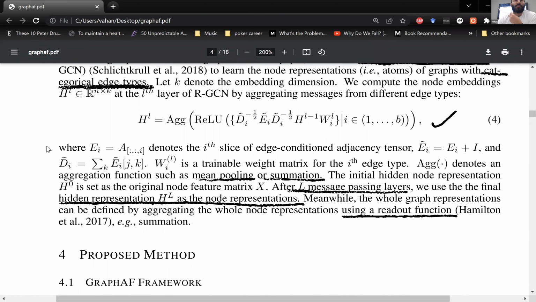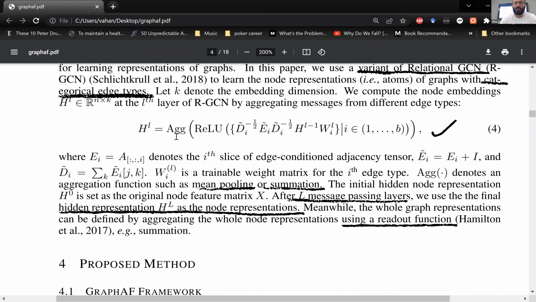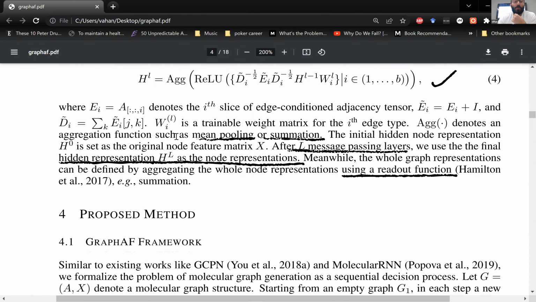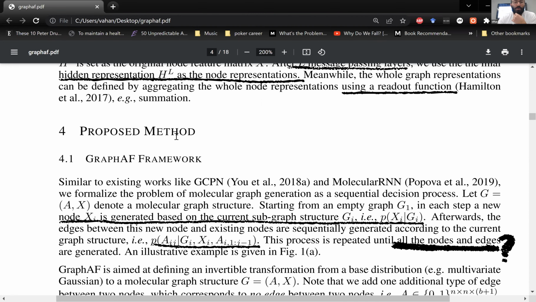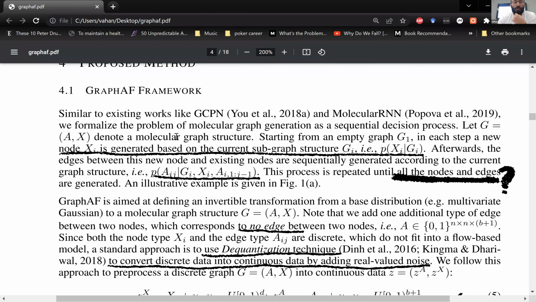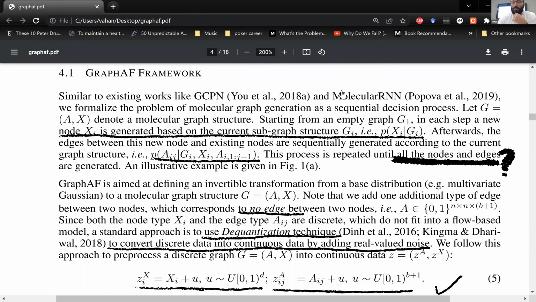Right. Okay. So we do this to learn embeddings for nodes in the currently generated graph. Okay, so let's look at the steps here. They mention the two works most similar to this one, so this molecular RNN and the GCPN, I mentioned them before.